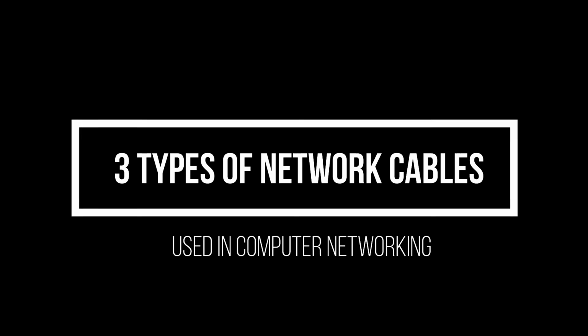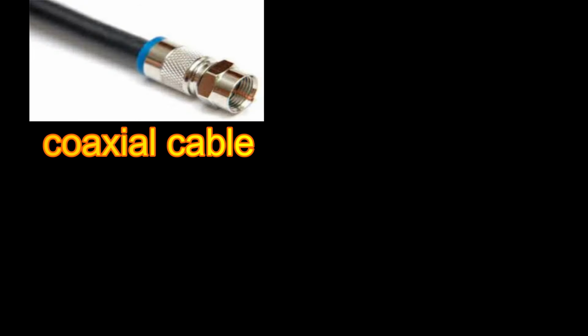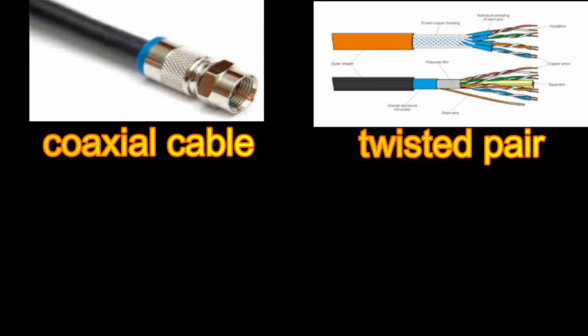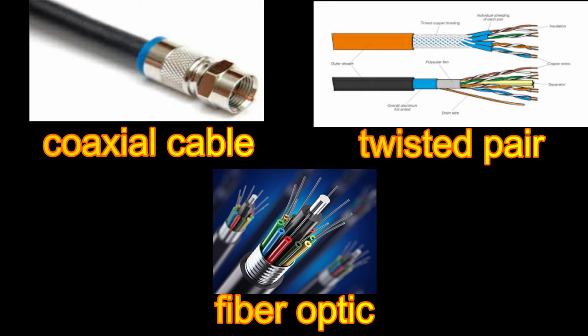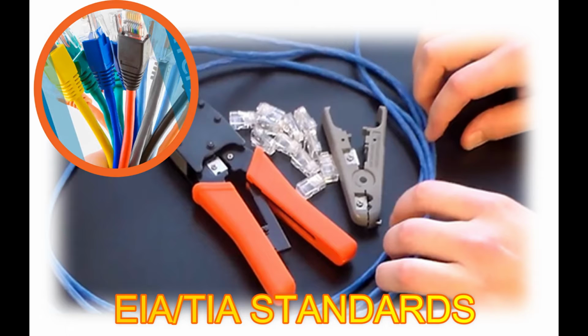There are three types of network cables used in computer networking: the coaxial cable, twisted pair, and fiber optic cable. Among these cables, the most commonly used cable is the twisted pair. In this lesson, you will learn how to make an Ethernet cable based on Electronic Industries Alliance Telecommunications Industry Association standards using unshielded twisted pair cable.